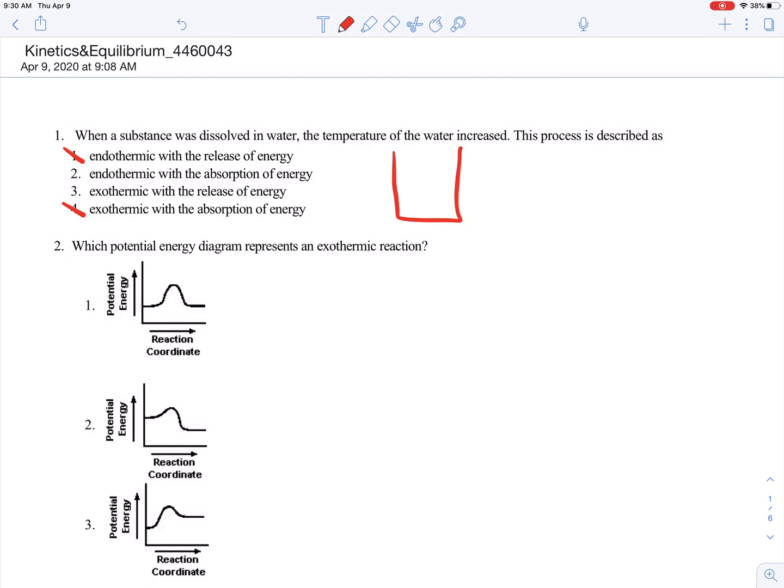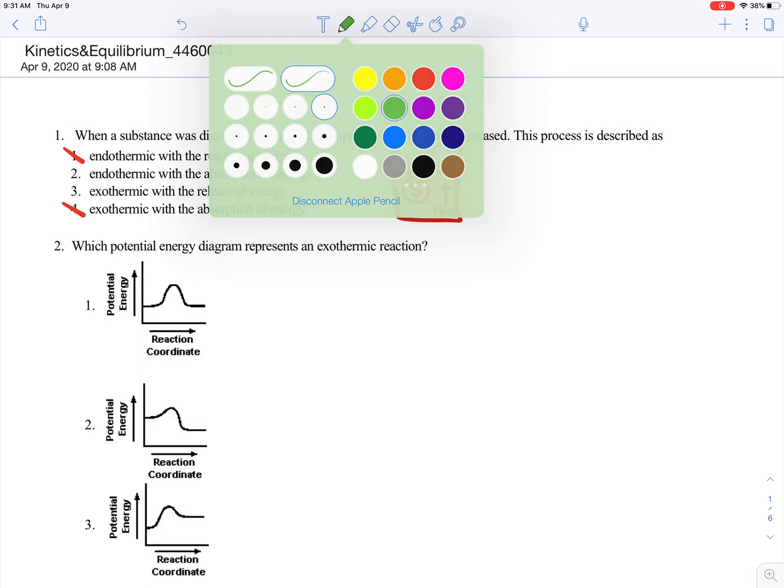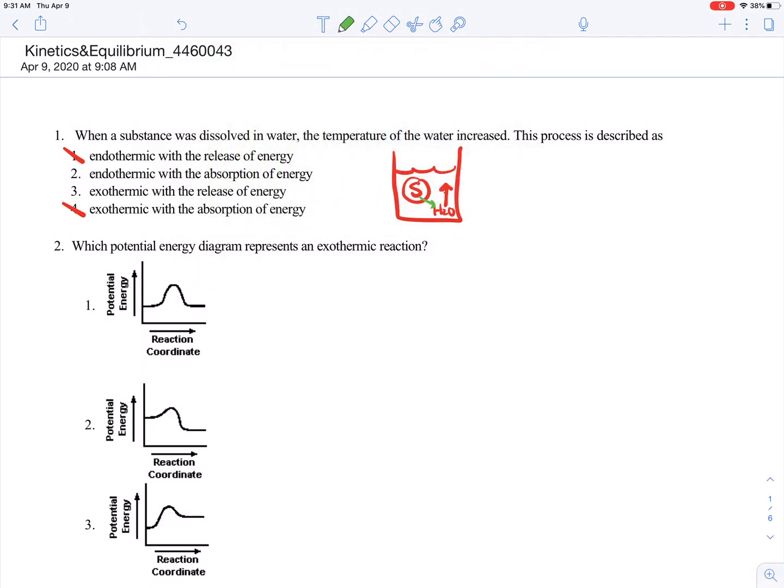So think of this: here's the substance, then I'm dissolving it in the water. The temperature of the water is going to go up when the substance dissolves. That means there's got to be energy transferred, because energy goes from high to low. There's got to be energy transferred from the substance to the water. If energy is leaving the substance, that means it's getting released, which means you're talking about an exothermic reaction.